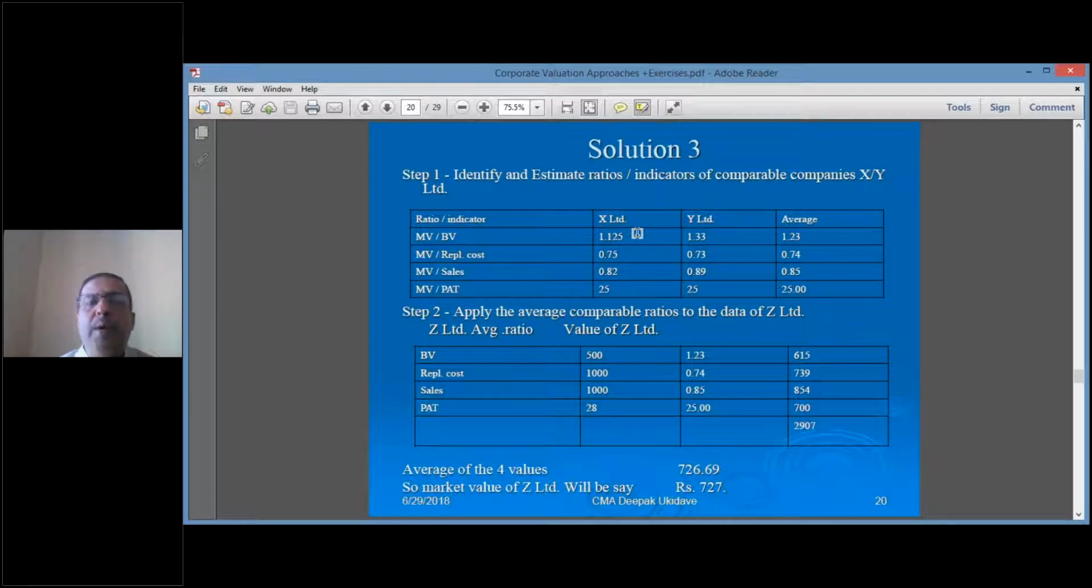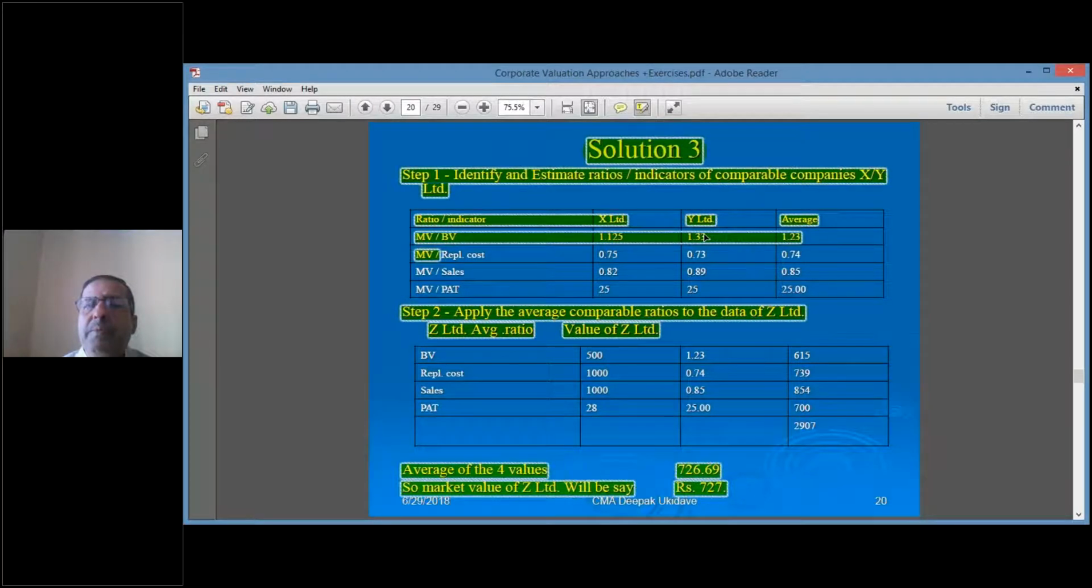You can see 1.125, then 1.13. MV-BV ratio for X is 1.125, Y Limited is 1.13. Then the average we take later on, 1.125 and 1.33. Its average is 1.23. Then we have MV replacement cost 0.75, 0.73. Its average is 0.74. MV sales 0.82, 0.89, and its average 0.85, and so on.